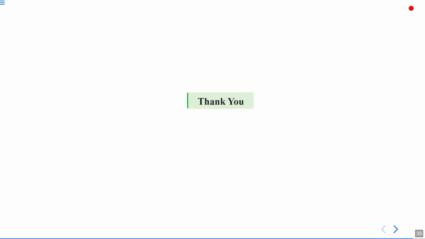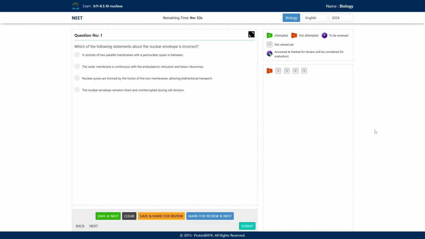So we have discussed the theory now. Now let's discuss the DPP related to these topics. What is the first question here? Which of the following statements about the nuclear envelope is incorrect, means which is false? Option A, it consists of two parallel membranes with a perinuclear space in between. Next, the outer membrane is continuous with the endoplasmic reticulum and bears ribosomes. Third, nuclear pores are formed by the fusion of two membranes allowing bidirectional transport. And fourth, the nuclear envelope remains intact and uninterrupted during cell division.